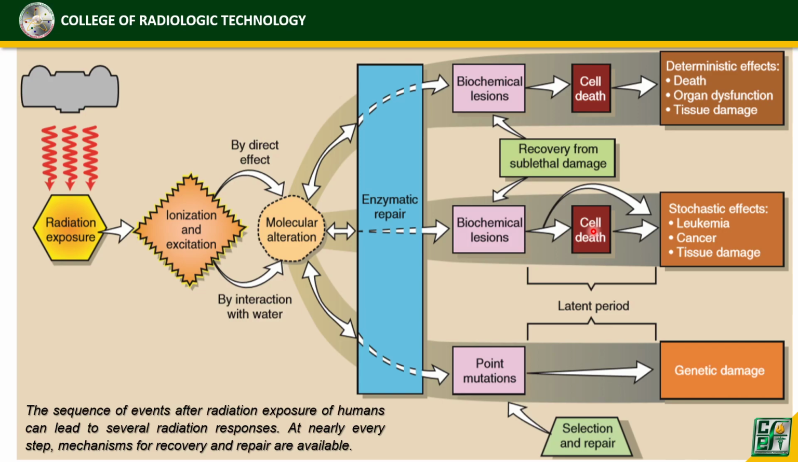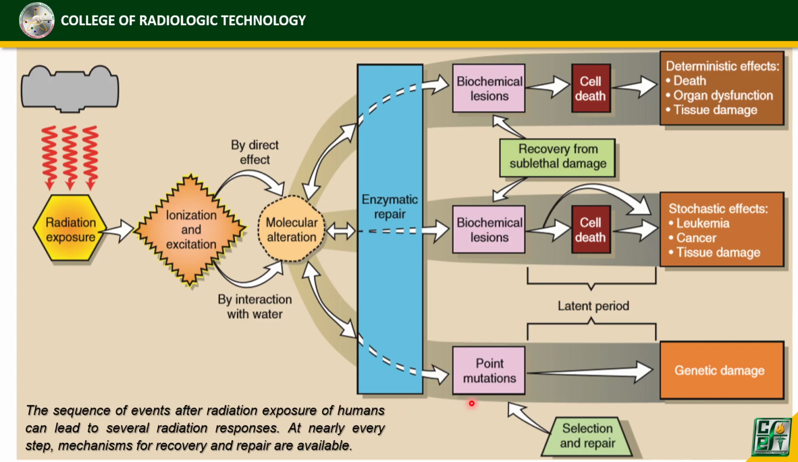Cell death, yan ay function ng human body, yung tinatawag na apoptosis. Apoptosis is a programmable cell death. Yun yung madaling tandaan. Programmable cell death, ibig sabihin, pinoprogram ng ating system, ng ating katawan, that this certain cell or number of cells ay mamatay at ma-recycle. Apoptosis ang tawag dun. Then, kahit mamatay na yung cell na may biochemical lesions, it can still produce stochastic effects. Again, stochastic effect, siya ay late effects, kaya mayroong latent period.